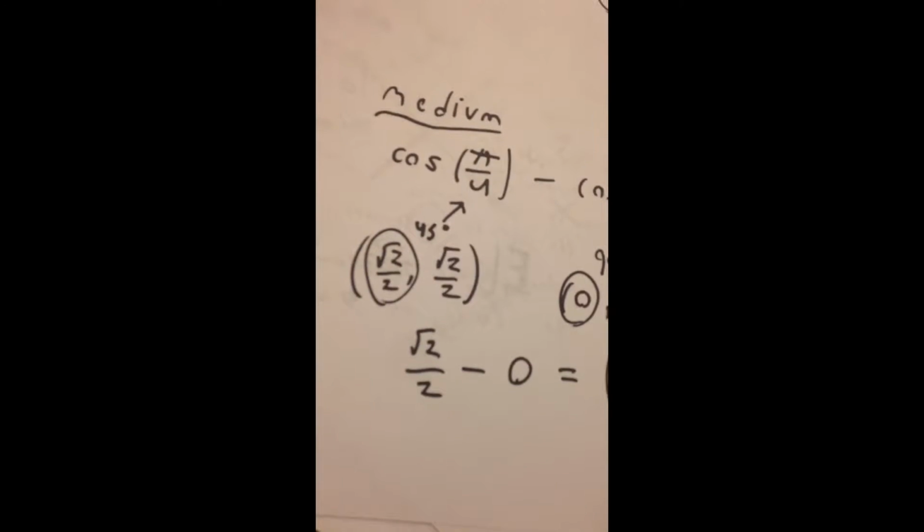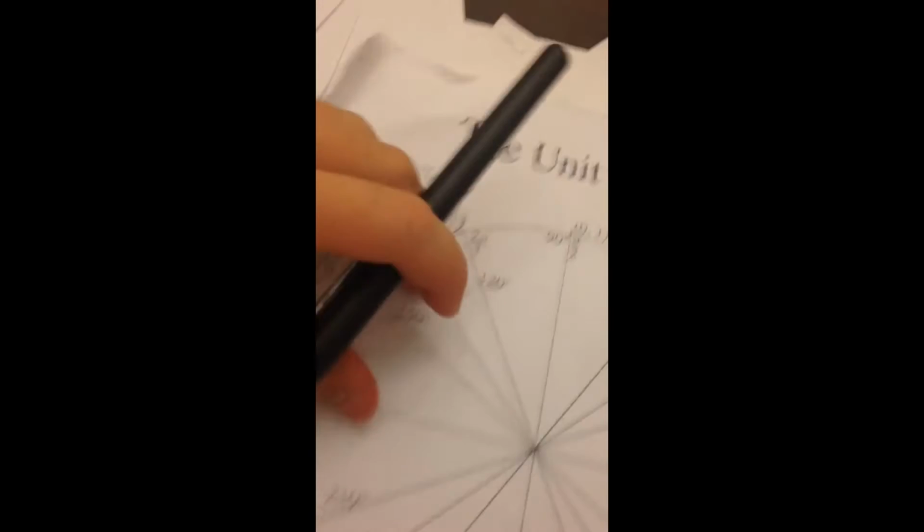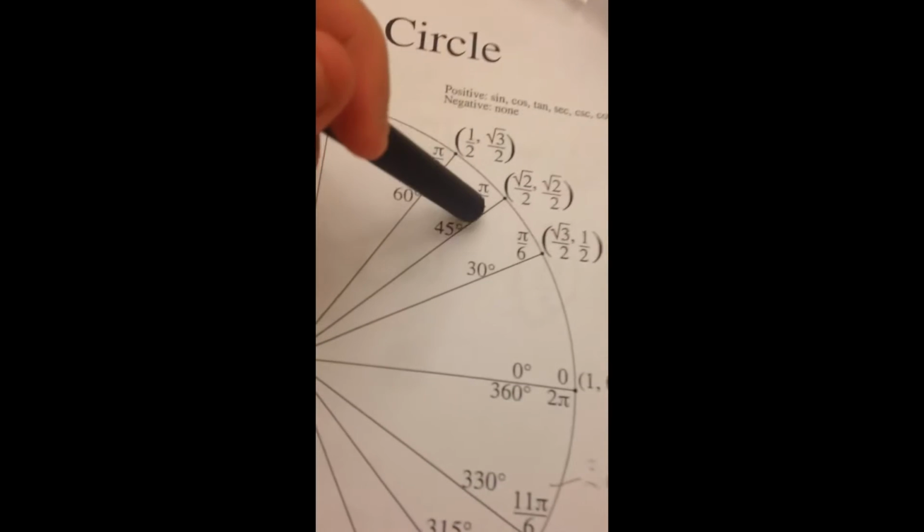And same thing with the other one, pi over 2, 90 degrees, and as I pointed out over here, pi over 2, 90 degrees. So now that we know where pi over 4 and pi over 2 are, let's get the points that we need. For this, we're going to need the unit circle. So first, let's start with pi over 4.